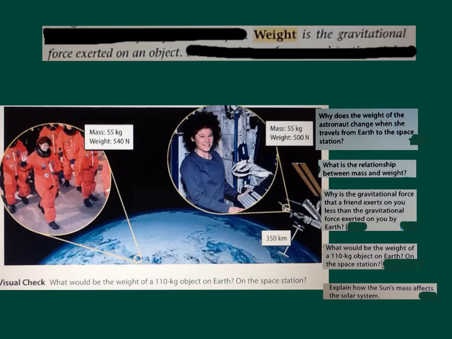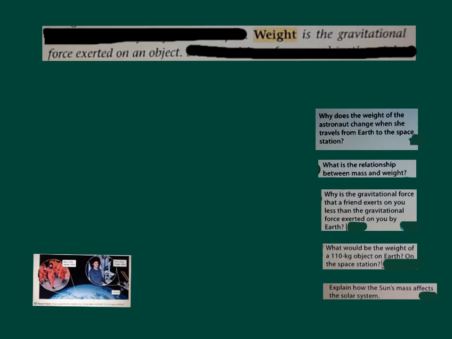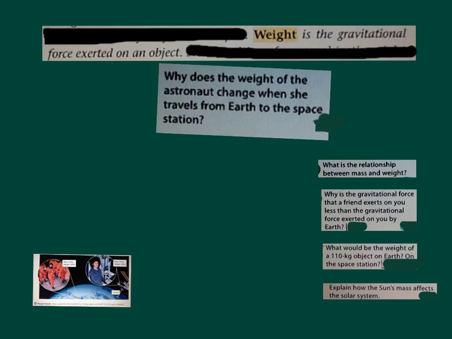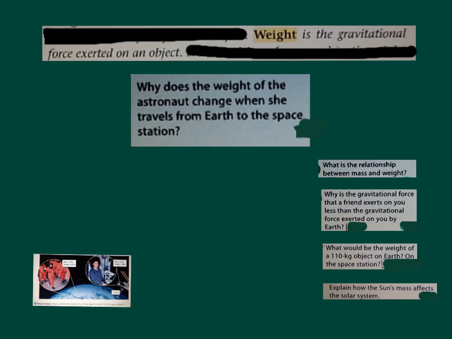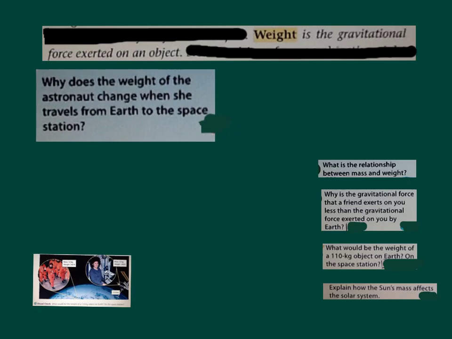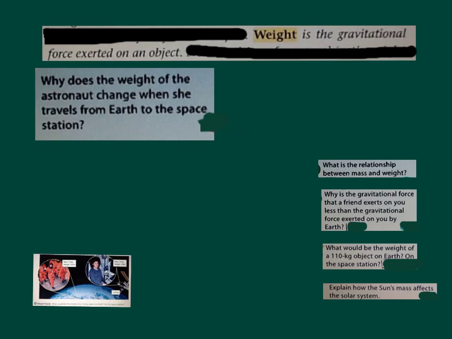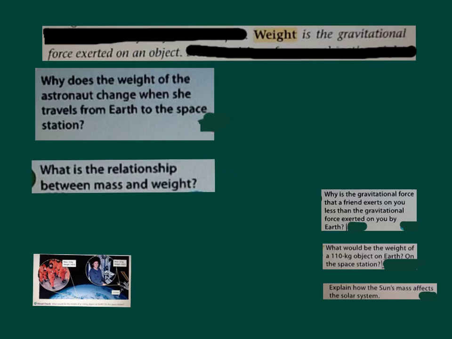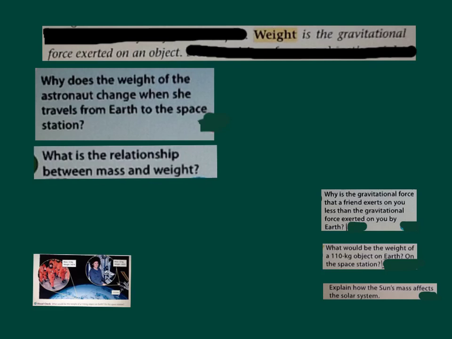Okay, so now what I want you to do is, we've got our all-important questions that I want you to write in your science journal and answer. Why does the weight of the astronaut change when she travels from Earth to space station? Okay, that's question 1. Remember, you're writing these down and you're answering them. The next one. What is the relationship between mass and weight? The next one.